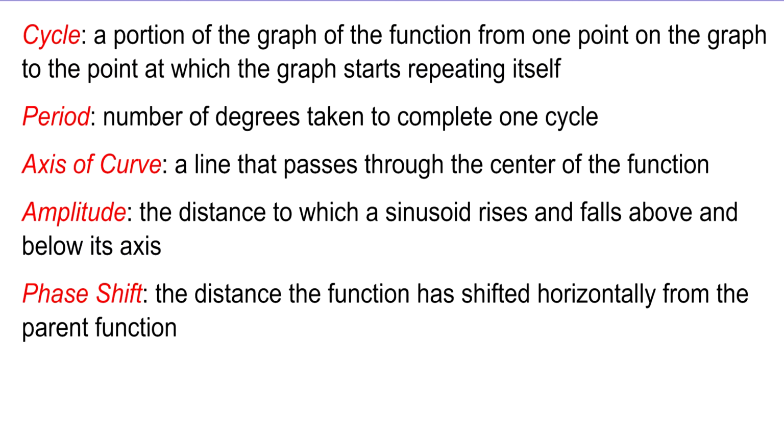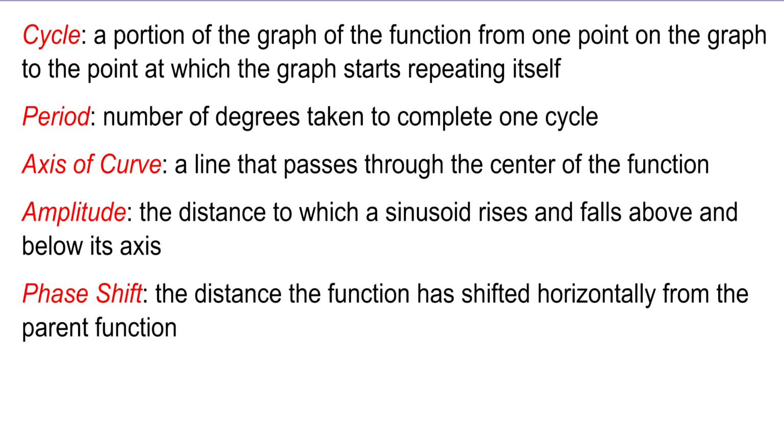Next we have the period, the number of degrees taken to complete one cycle. So following that same example, one period would be the time taken for one full rotation of the wheel. Axis of curve. This is the line that passes through the center of the function. Following that wheel example, the axis of curve will be where the axle is, because that is the midpoint from the top of the wheel and the bottom of the wheel.